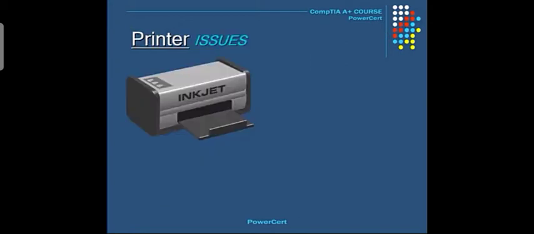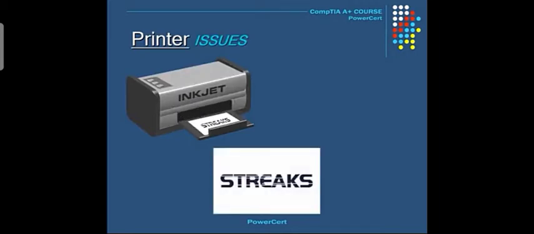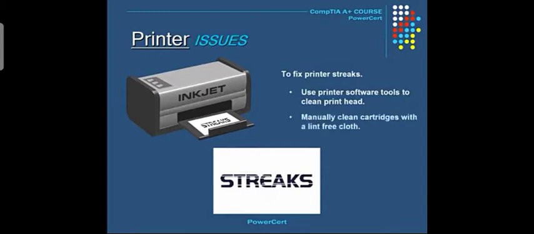Several issues are going to happen when you're printing. For example, if you're printing something and you see streaks, then this could be a problem with the ink cartridges on an inkjet printer. A lot of times the software that comes with the printer will have a list of software tools that you can use to clean the printhead. Or if the streaks are real bad, you may have to remove the ink cartridges from the printhead and manually clean them with a lint-free cloth.